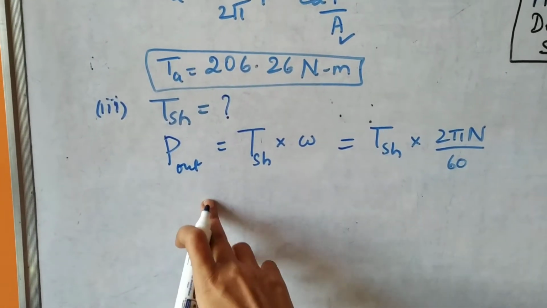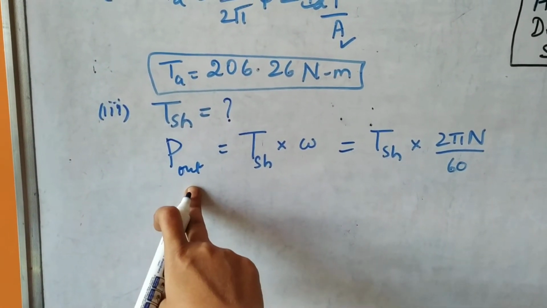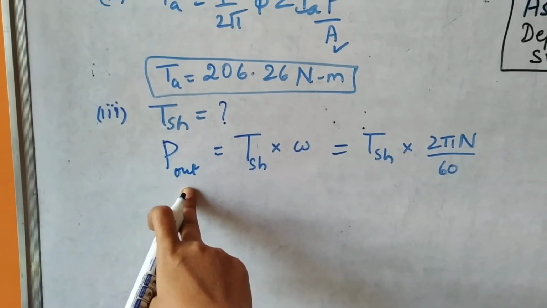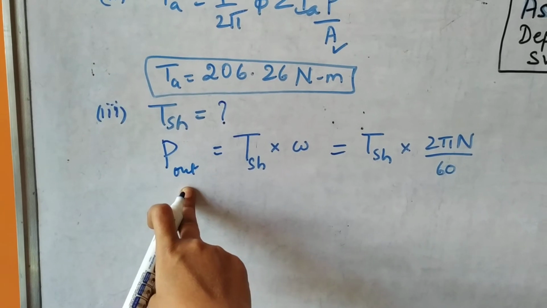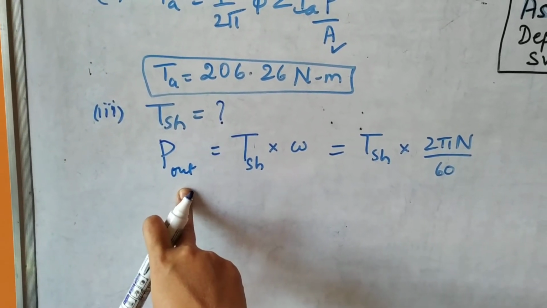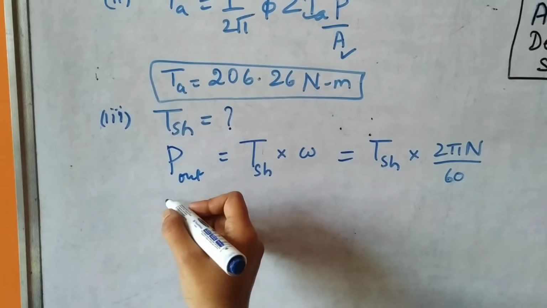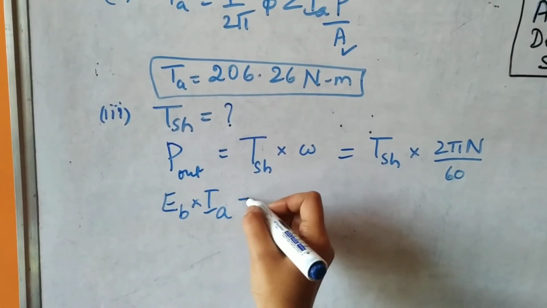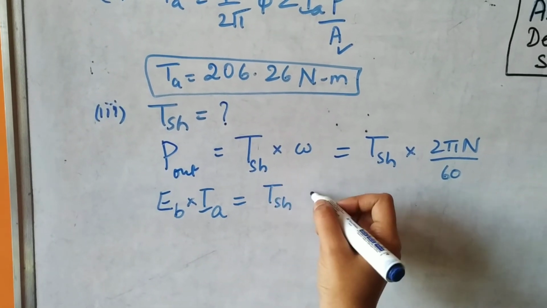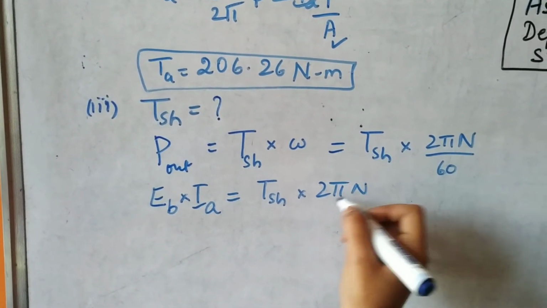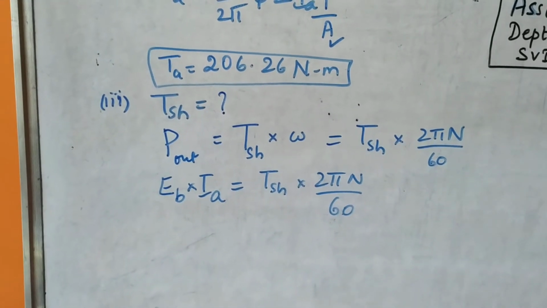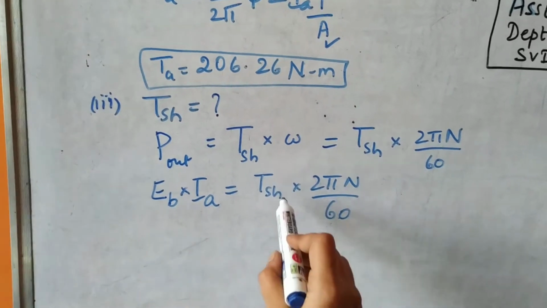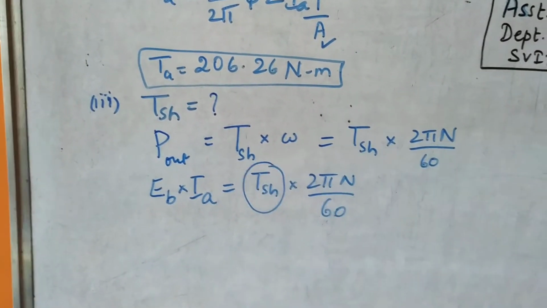Okay, from this, what is the output power in the motor? It is nothing but the product of the voltage and current, right? What voltage are you getting from the output of the motor? It is nothing but the back EMF, right? So therefore it will be the product of the back EMF multiplied by the armature current, which is equal to T shaft into 2 pi N divided by 60. So we know all these values, right? So after getting these values, we can determine the shaft torque.